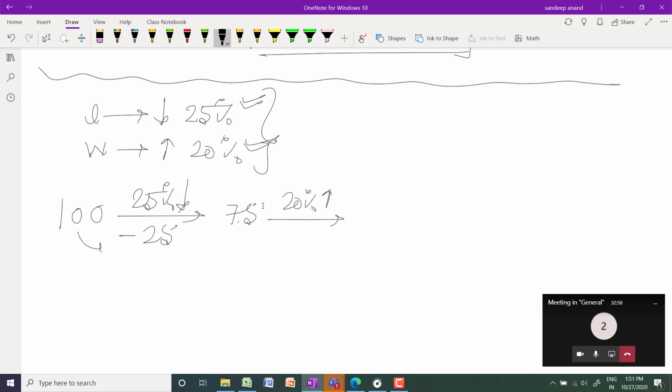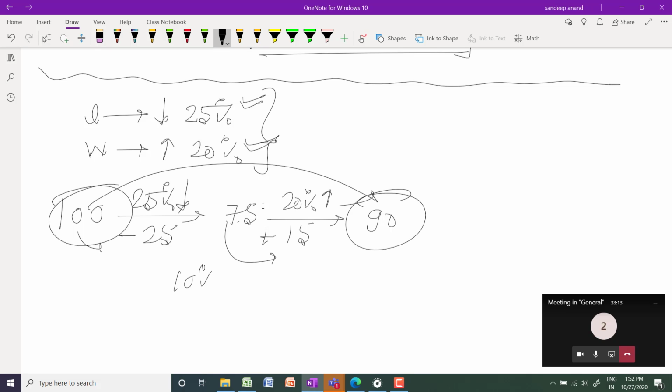7.5 is my 10%. So 15 is my 20%. Increases means you need to put a positive sign. So 75 plus 15 gives 90. Excellent. So initially it was 100, now it becomes 90. It means a 10% decrease in area. Very good. Great batch.